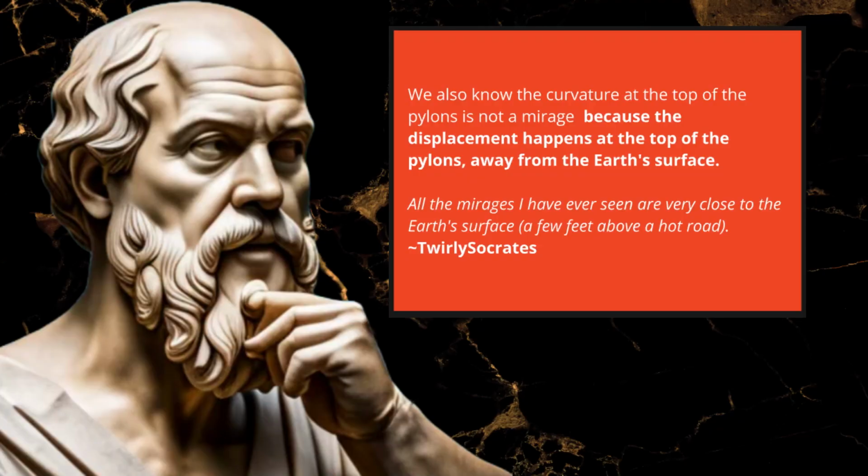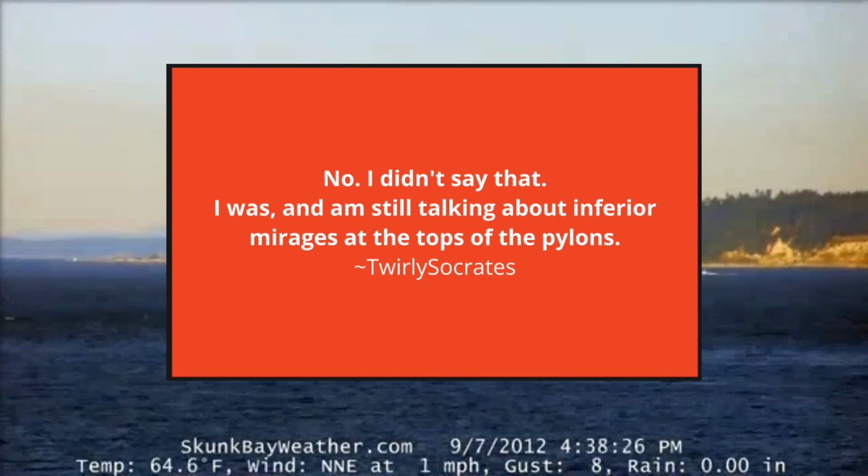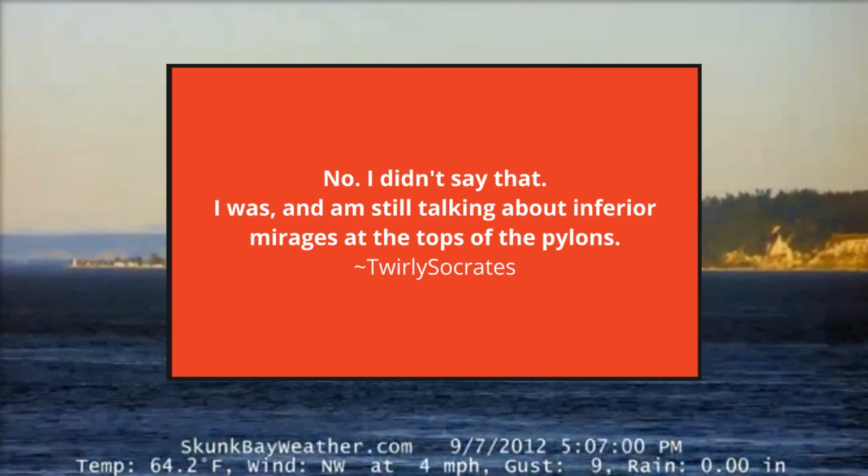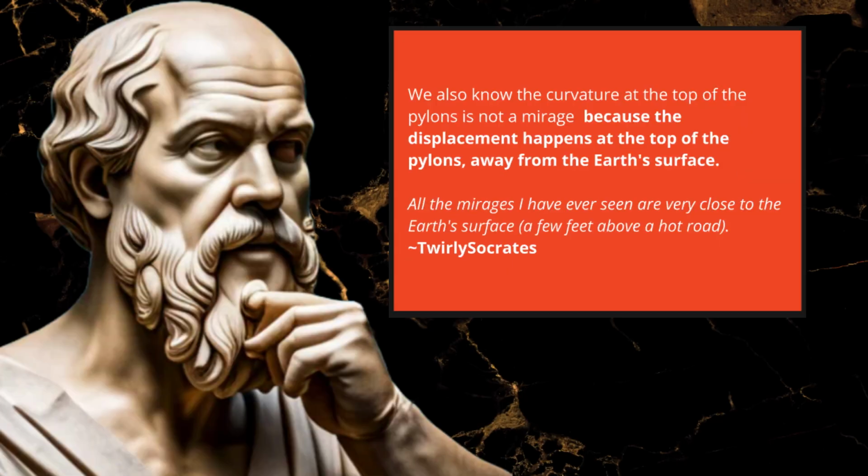This boils down to your claim that something can't be a mirage if it is up and away from the surface of the Earth. This is what I'm trying to resolve, wherein you claim to have never seen a mirage outside of a few feet above the Earth's surface. No, I didn't say that. I was, and am still talking about inferior mirages at the tops of the pylons. This is a direct quote of you saying that, and it just says mirages. It doesn't specify certain kinds of mirages.